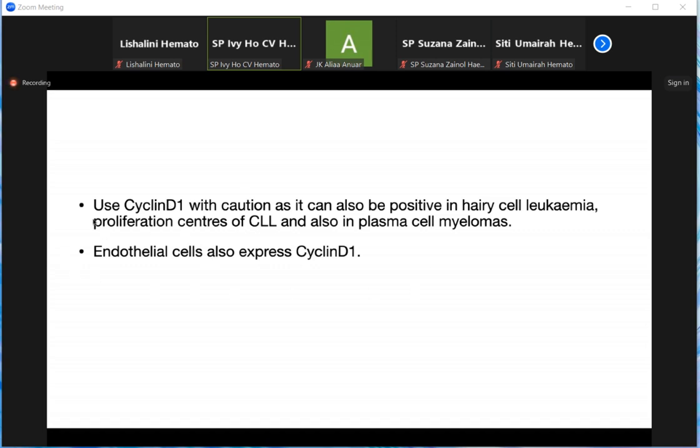Of course, the endothelial cells, those cells that line the vessels, are also positive for cyclin D1, and we always use this as our internal control. When we assess the marrow, we look at the vessels. If they pick up cyclin D1 and the infiltrate is negative, we know that it's fine. This is a true negative, because the endothelial cells, the normal internal control, are picking up. So my stain is working.